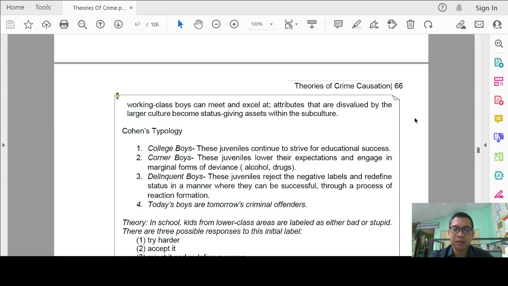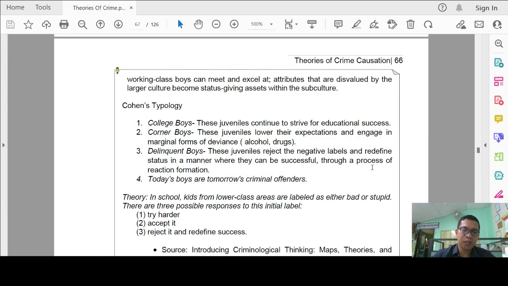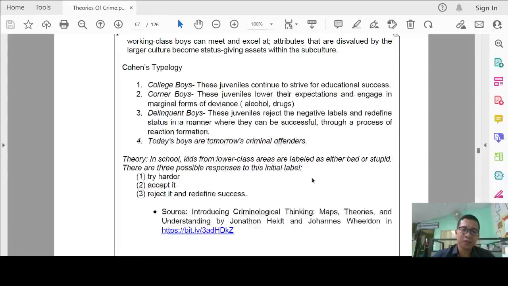The third one, delinquent boys. So here, they have started. Juveniles reject the negative labels and redefine status in a manner where they can be successful through the process of reaction formation. If you can still recall the defense mechanism, which is reaction formation. To cope with their failure, they will form a reaction formation. But this is a negative way. As if to say, I may not be smart but I have a lot of money because I sell drugs. These are already considered delinquent boys. And of course, today's boys are tomorrow's criminals. The fourth one. They are already leading to become criminals. They already have connections, especially in drug selling and gambling.